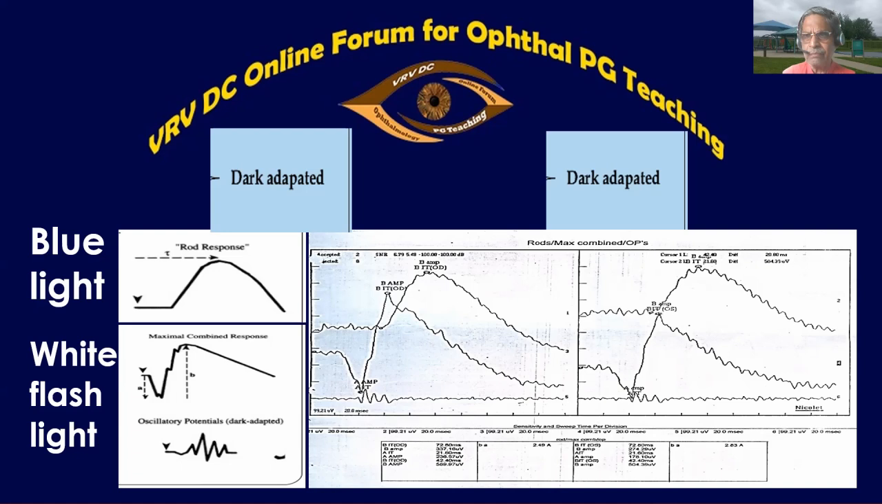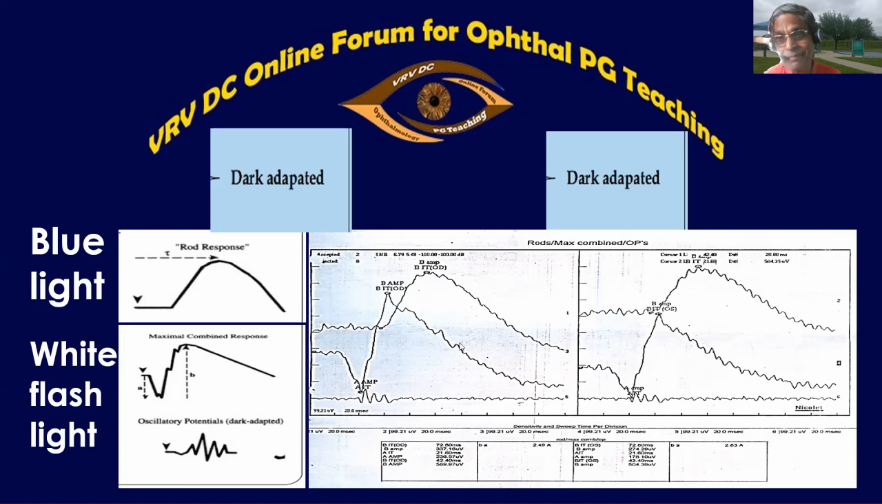a white flash light, or even a red light, whatever you can have, gives the response of rods and cones both together. You see here, this is the response. The wave starts from here and goes down, the A wave, which corresponds to the impulse coming from your rods and cones. But the B wave, as I already told you, is a positive wave going up, coming from bipolar cells and Müller cells, that's all. And other things are coming down.